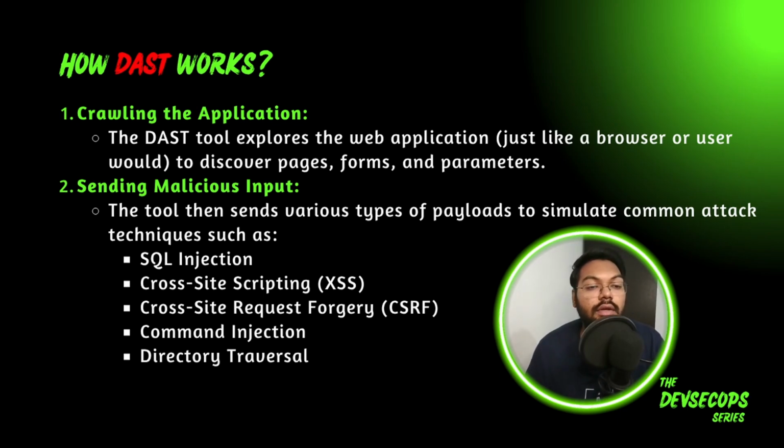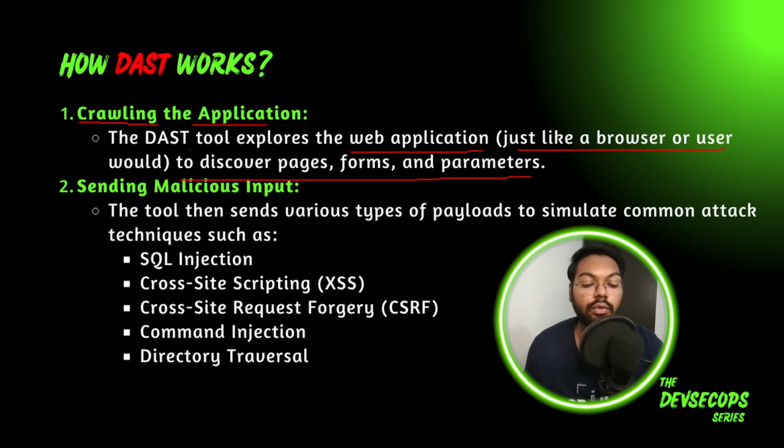So now how does DAST work? There are three or four different kinds of stuff that we can see over here. So let's see what crawling the application is. What do we mean by crawl? Crawl means moving over here and there. So the DAST tool explores the web application, just like a browser or user would, to discover pages, forms, and parameters. So just as you go on Google and type something and you go on this page and that page, you get to see different pages.